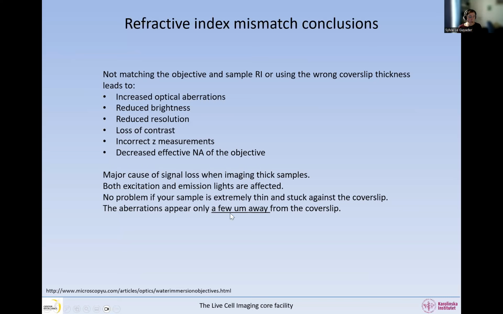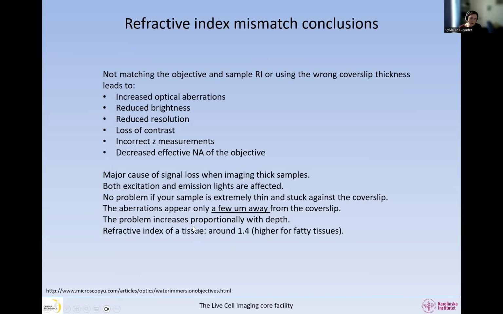The aberrations appear just a few microns away from the cover slip, and I'm sure that you have seen that when you image a monolayer of cells on a cover slip. The bottom of the cell is always much sharper than the top of the cell. So it's not many microns between the bottom and the top, and we clearly already see the effect of refraction index mismatch. And the problem increases proportionally with depth.